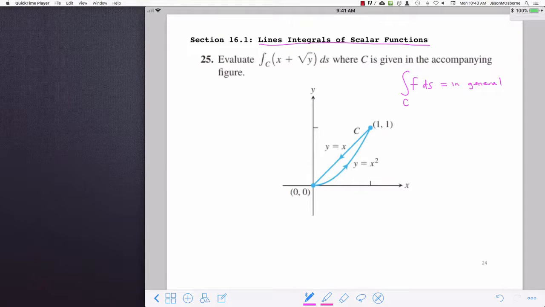But for this specific example, we have a function that's given as f of x, y is equal to x plus the square root of y. And our curve C is this curve shown here.